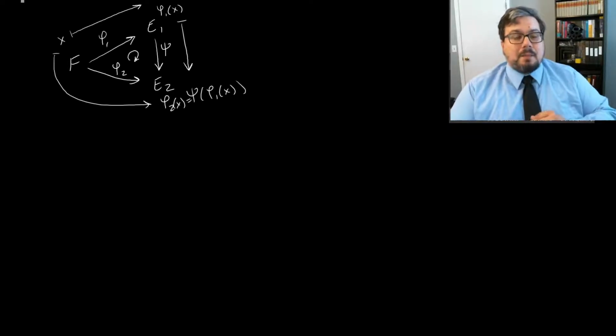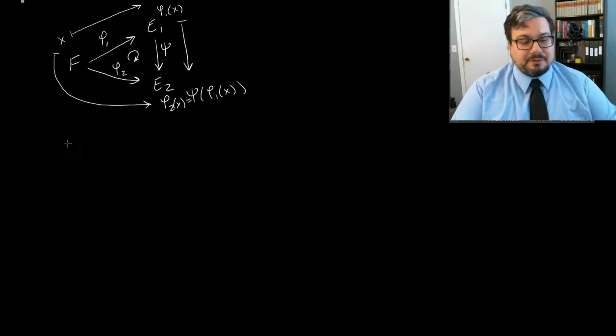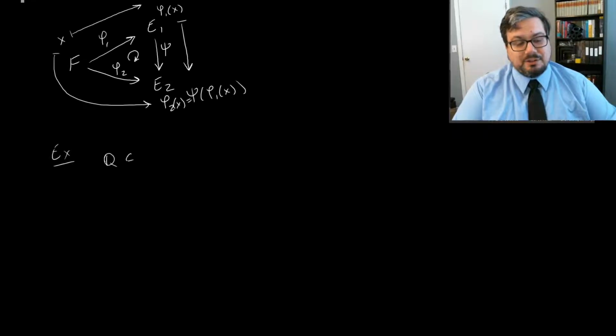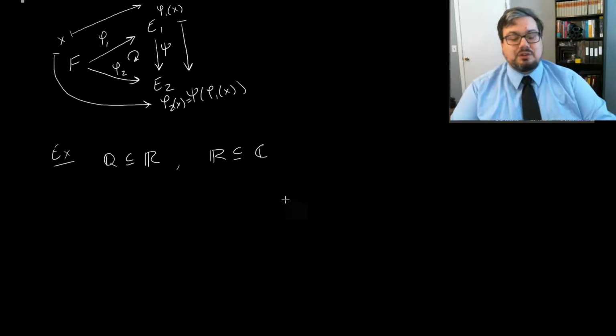Now, most of the time when we talk about extension fields, we talk about them as subsets of one another. Common examples of field extensions that we are used to are the field Q sitting inside the field R, the field R sitting inside the field C, and so forth.